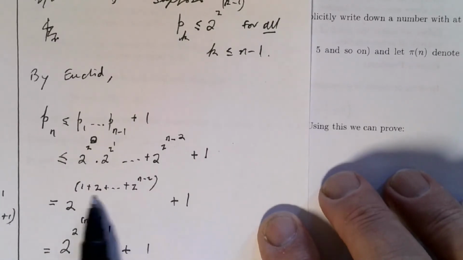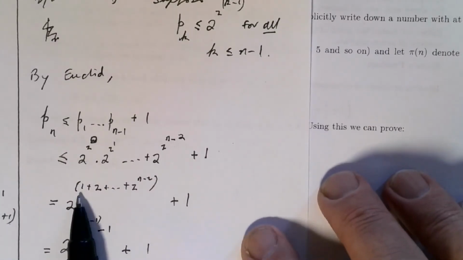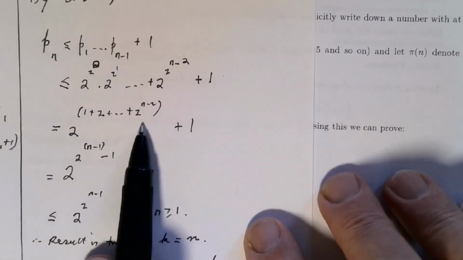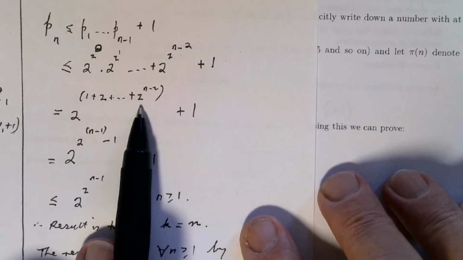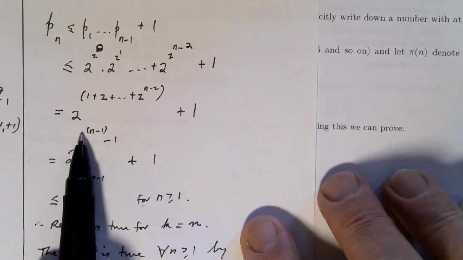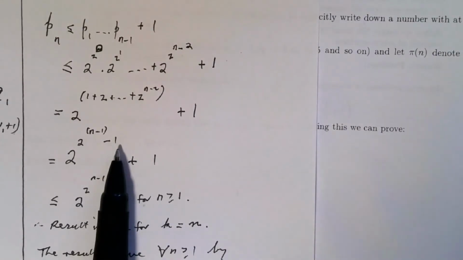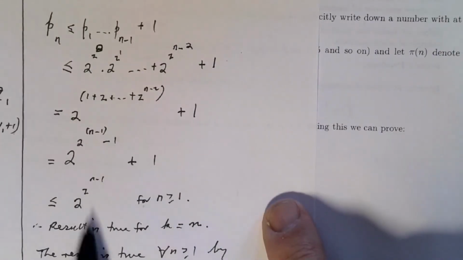And then we just simplify the indices here. We get this nice simple geometric series, and you can sum that geometric series very quickly and easily. I'll leave you to check. When you sum that, you just get 2 to the n minus 1 minus 1. So that's a little geometric series in there to sum.